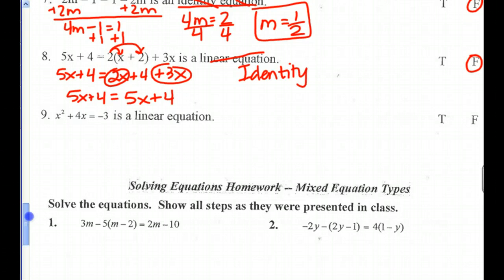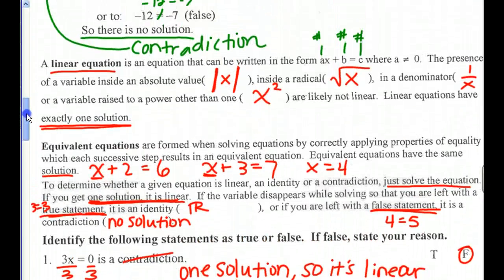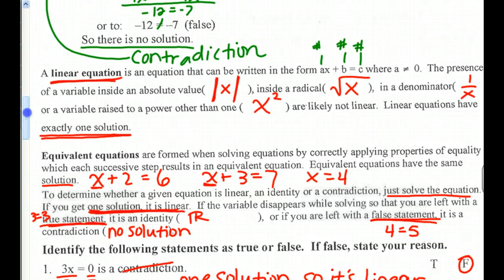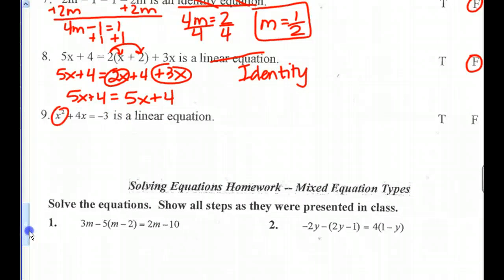Now, number 9, x squared plus 4x equals negative 3. They're saying that is a linear equation. Well, if we look back up here, I'm going to flip over your paper. A linear equation can't have any of these things. It can't have absolute value, can't have x in a radical, can't have x as a denominator, and also can't have x raised to the power of anything but 1. So since this equation has x raised to the power of 2, or x squared, it cannot be a linear equation. That is false.